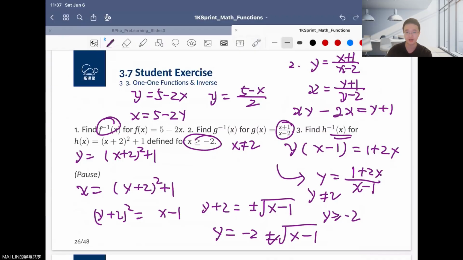Hoping you can understand how to calculate the exact values right here, it is very important for you to understand, okay? So that's for today's lesson.